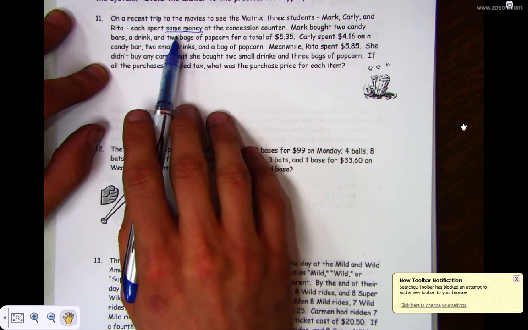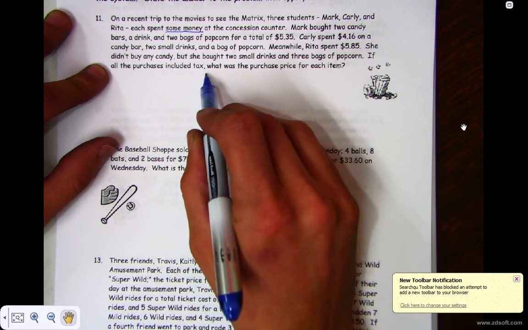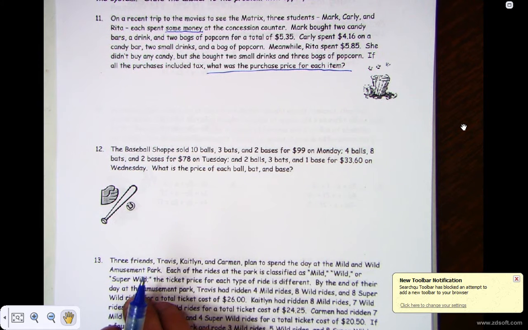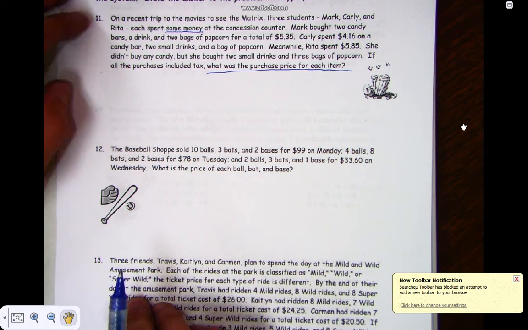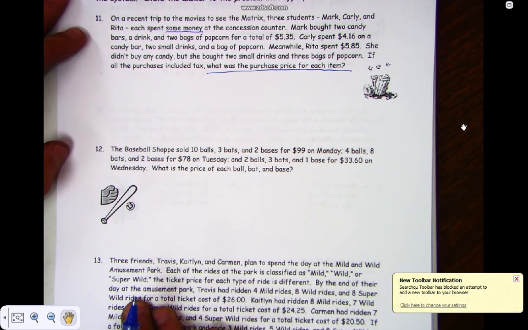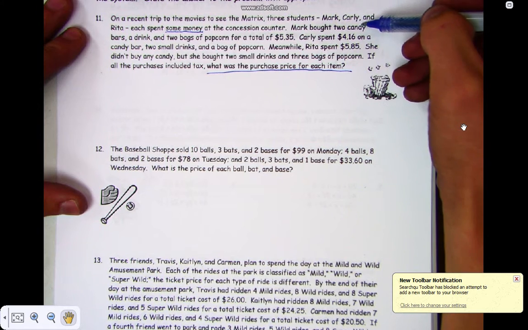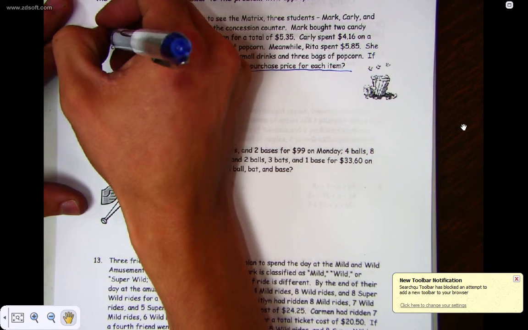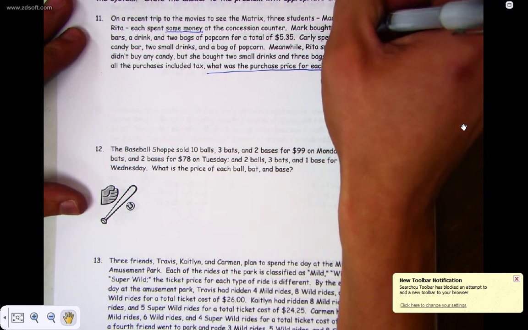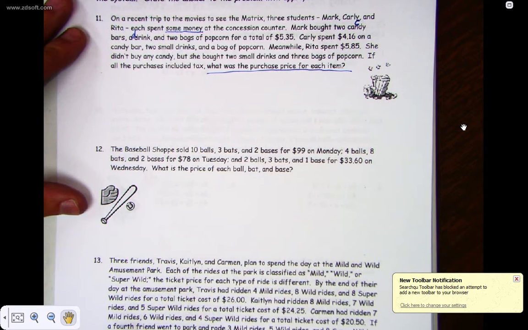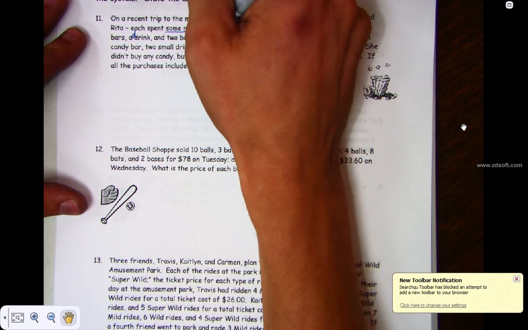So again, using that context clue, we have some money. We don't know how much each item costs. So we're looking for the purchase price of each item. Now, generally speaking, when you find that question, that's usually a good indicator of where our variables are going to go. So what items do we have? Well, we have candy bars. So let's go ahead and just call that C for candy bars. Drinks, let's call that D. And we're going to have bags of popcorn, so P for popcorn.